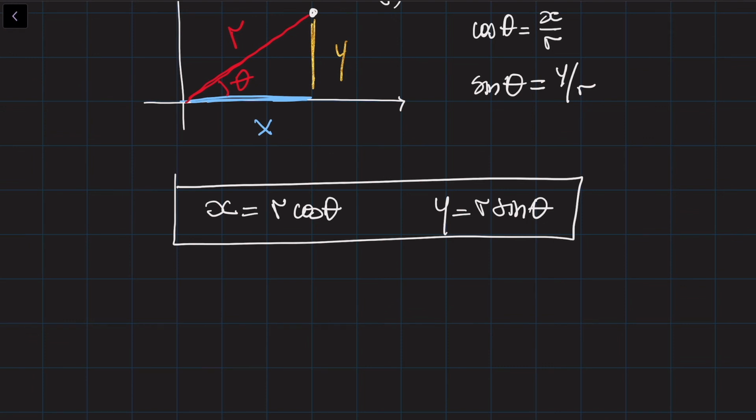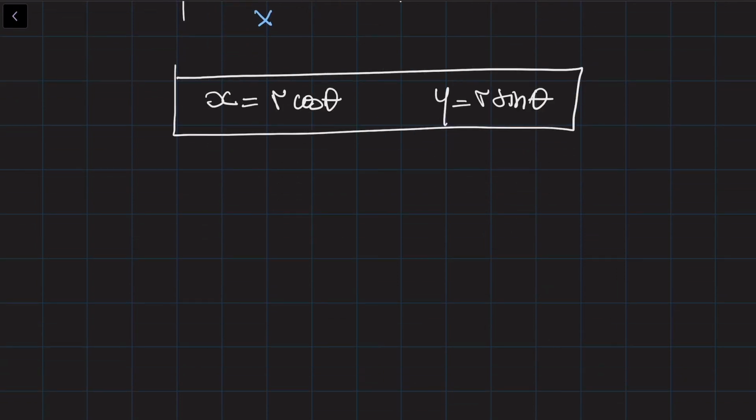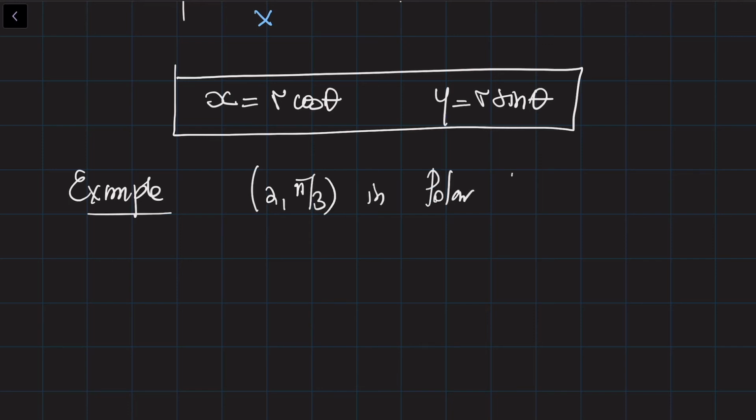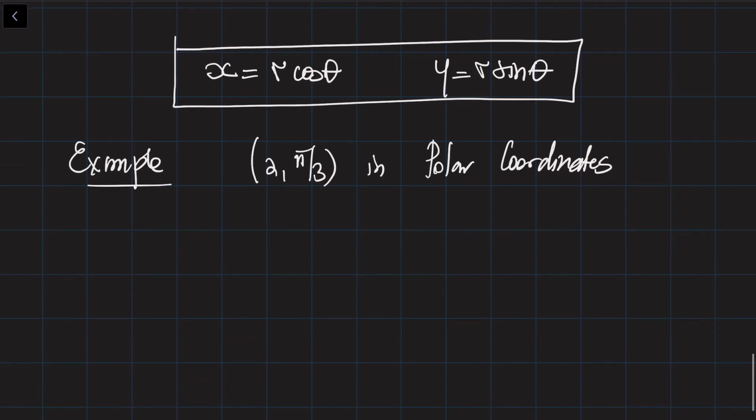So let's do an example. Let's say you're given a point with the coordinates 2 and pi over 3 in polar coordinates. Find the coordinates of the same point in Cartesian. So what are the x and y?